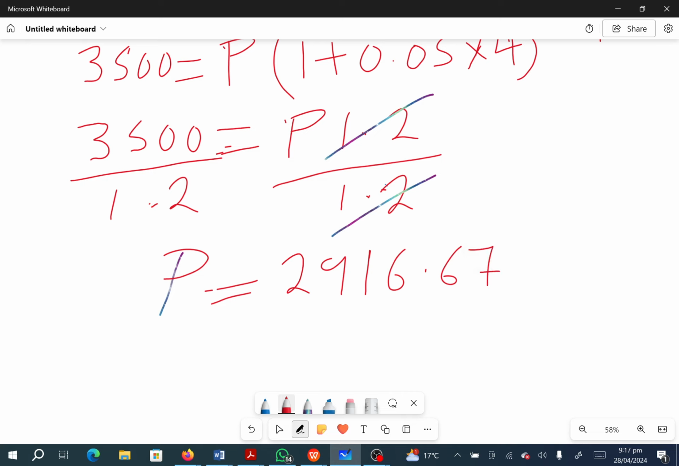This was in dollars, so don't forget to indicate the currency. If it's in kwacha, you indicate. If it's in dollars, you indicate. If it's in naira, you indicate. If it's in rands, you indicate. So this was the principal amount that was put forward in this investment. Okay, let's also consider another example.